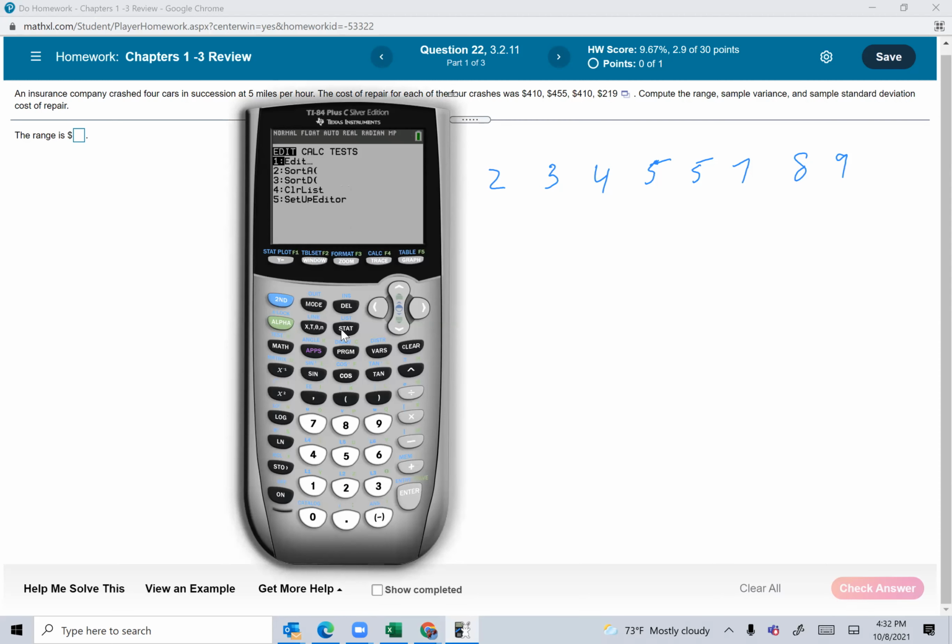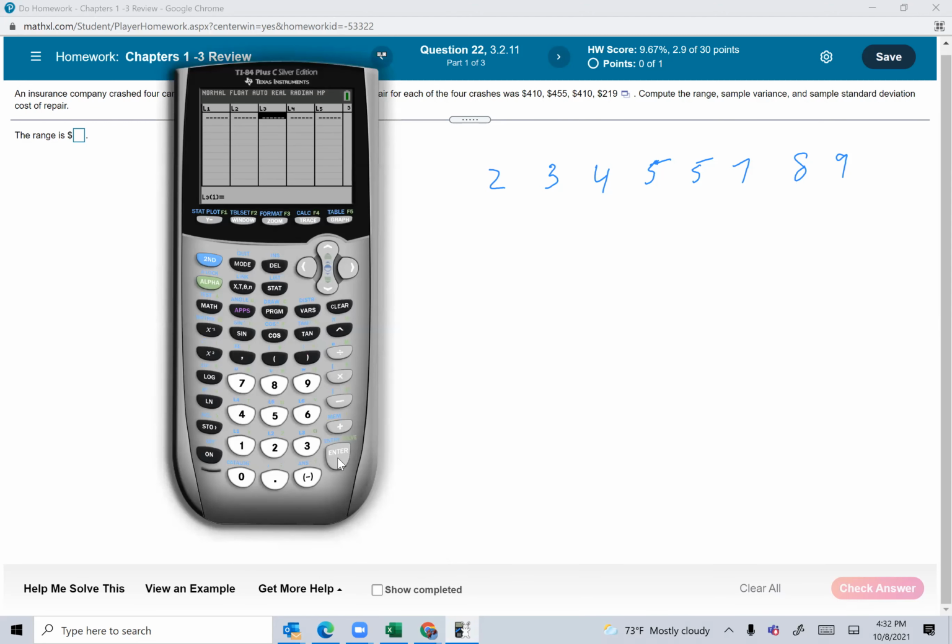So we go to Stat, Edit. And let's enter. If you want to enter it with me on your calculator, that will be fine. 2, 3, 4, 5, 5, 7, 8, 9. All right. We can find the mean. We can find the median. Let's find the mean. Stat, 1 Variable Statistics. Enter. And scroll down to Calc. Enter. And the mean is 5.375. Let's make it 5.38.